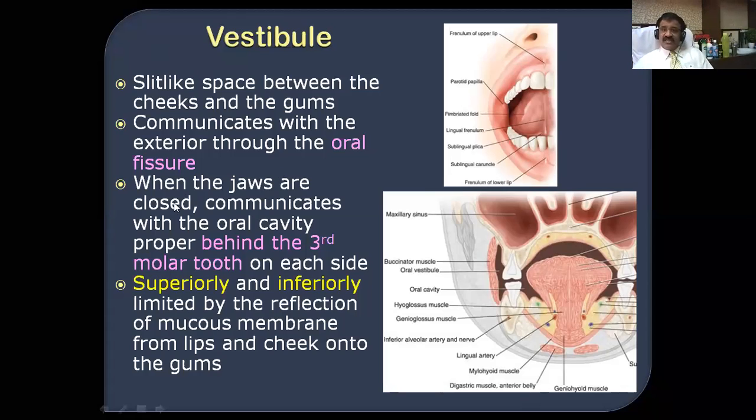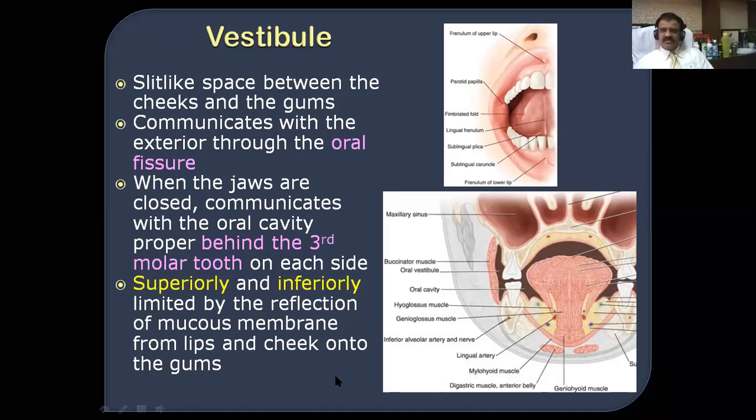When the jaws are closed like this, it communicates with the oral cavity proper behind the third molar tooth on each side. Even if you close the jaws, still there is a little space behind the third molar tooth which communicates on each side. Superiorly and inferiorly, it is limited by the reflection of the mucous membrane from the lips and cheeks onto the gums. So this is the vestibule of the mouth.